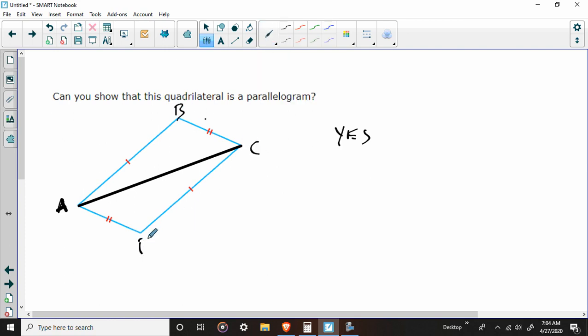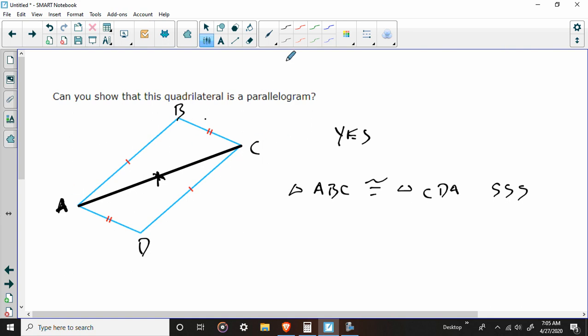I've got triangle ABC and triangle CDA. And again, what can I say now? Well, I can say that these two triangles are congruent because side, side, side, right? They gave you the opposite sides being congruent, those two sides, and you drew this diagonal to prove the third side of the triangle is congruent.